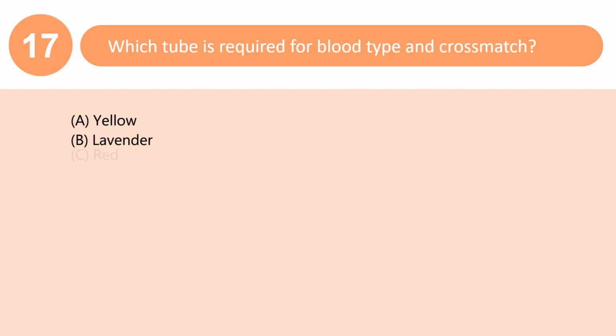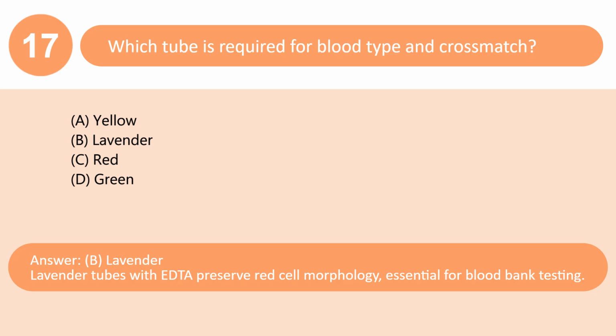Which tube is required for blood type and cross-match? A. Yellow. B. Lavender. C. Red. D. Green. Answer: B. Lavender. Lavender tubes with EDTA preserve red cell morphology, essential for blood bank testing.